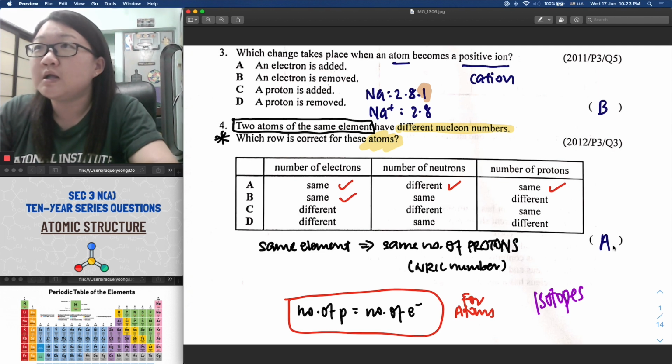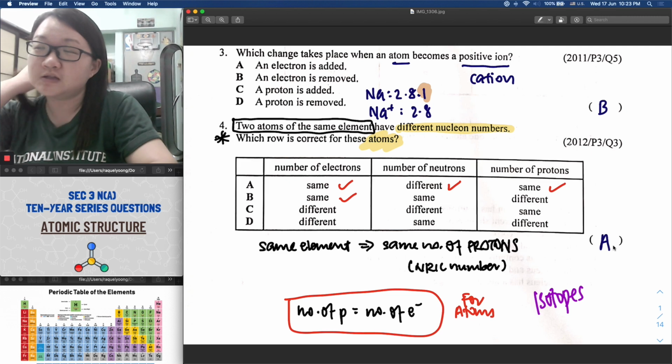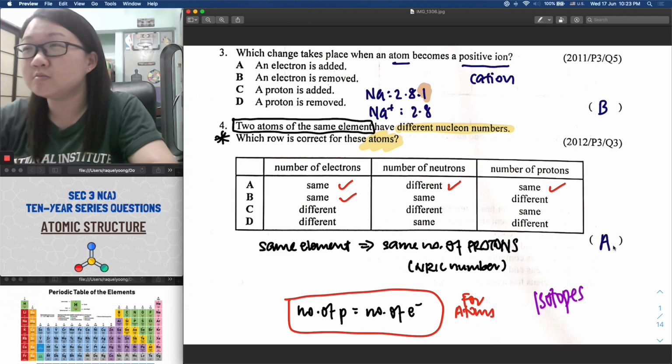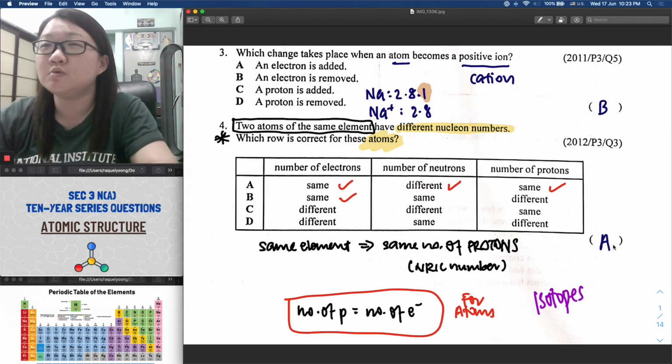But like I said, if you know that this question is talking about isotopes, then you don't even need to think so much. Within 3 seconds you already know the answer, because isotopes, remember the definition? They are atoms of the same element with the same number of protons but different number of neutrons. So straight away you know the answer is A.